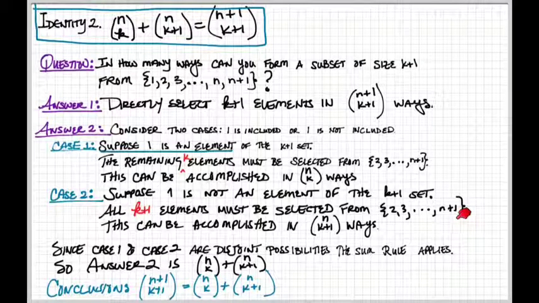So case 2 can be accomplished in n choose k plus 1 ways, because that's the size of this set. To get the answer for number 2, we have to add up the possibilities for case 1 and case 2, and we end up with n choose k plus n choose k plus 1. Equating answer 1 to answer 2 gives us the identity we were looking for.